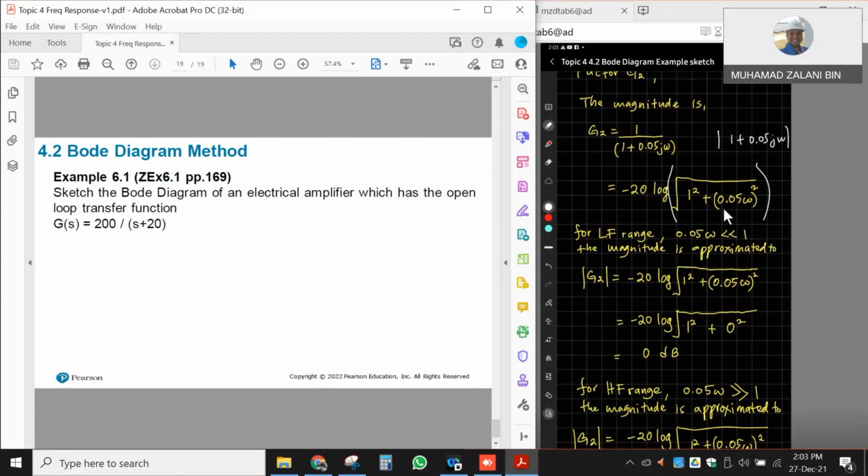Then we can consider the plot for the low frequency range and high frequency range, and also the plot at the corner frequency. So we will start with the low frequency range. In this case, we consider the low frequency range where 0.05 omega is smaller than 1.